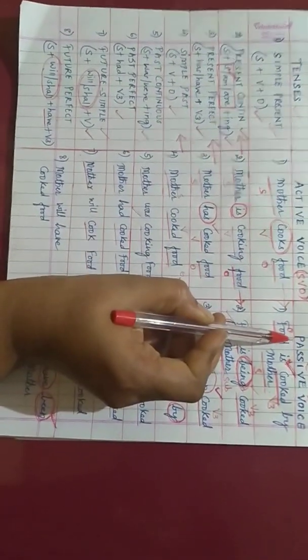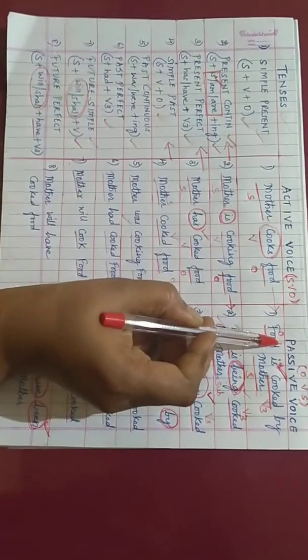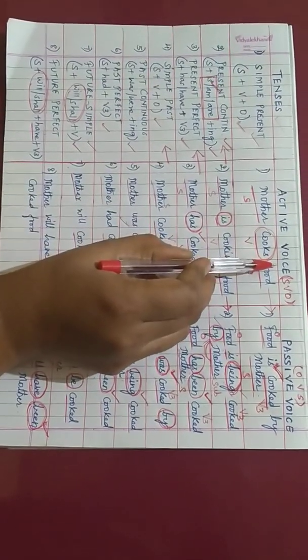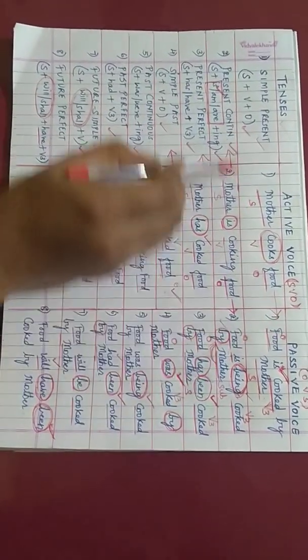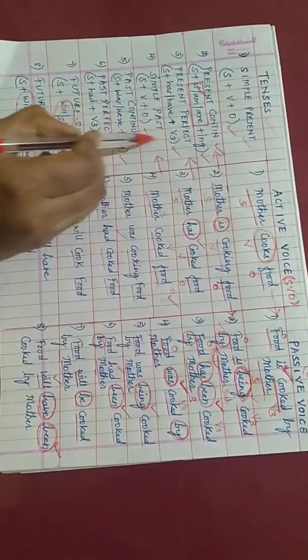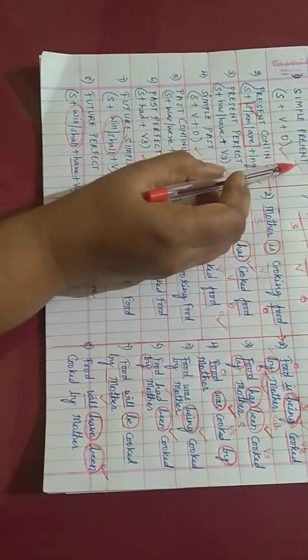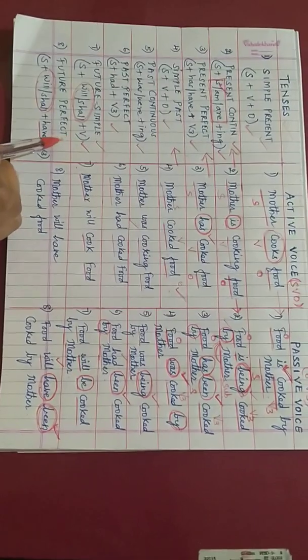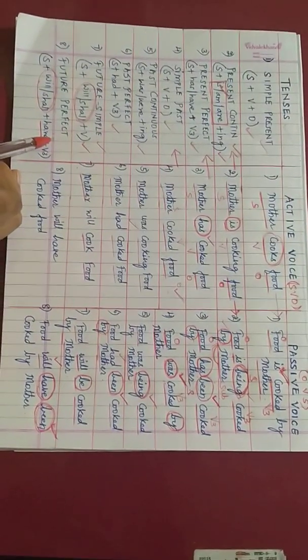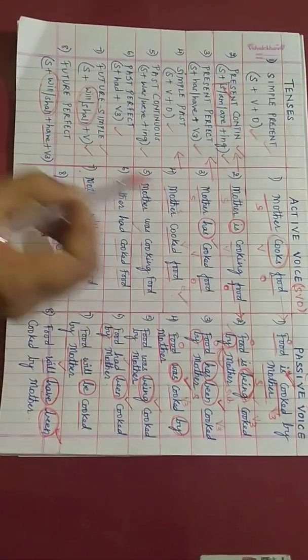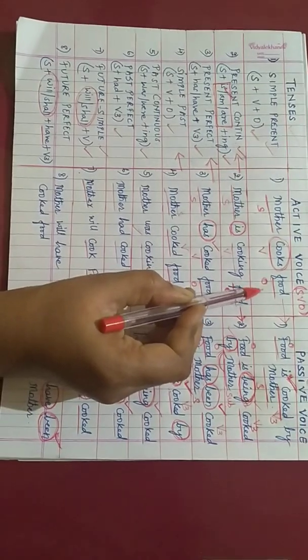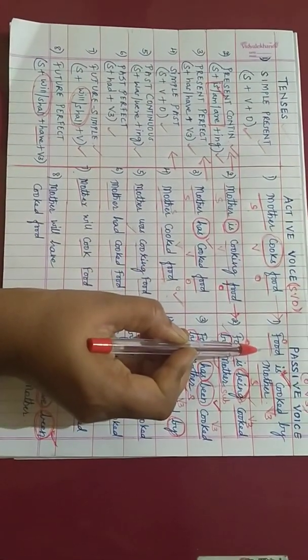We usually convert statements from active to passive voice with the help of tenses. We have 8 different types of tenses. All these tenses are used to convert the statement from active to passive voice.